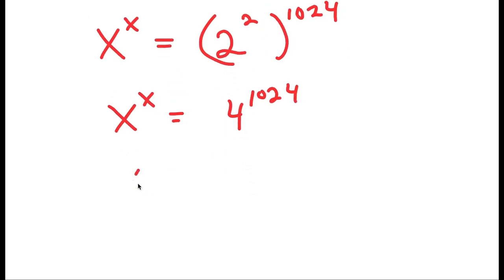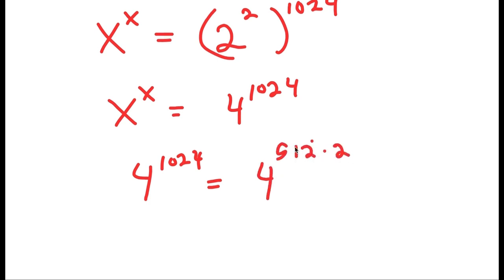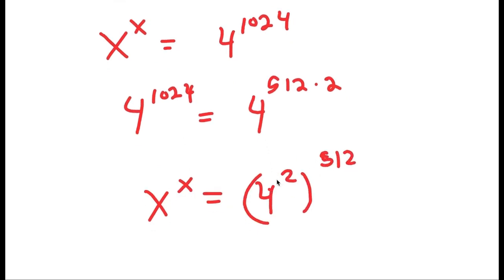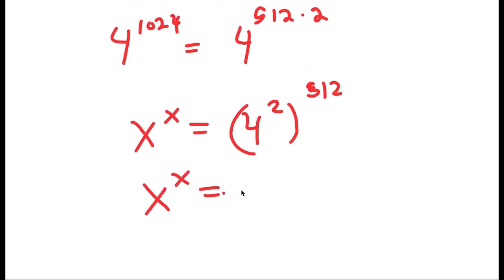Now I can rewrite 4 to the power of 1024 as 4 to the power of 512 times 2. And I'm going to use the same property. So this turns into 4 to the power of 2 to the power of 512. And 4 to the power of 2 is 16, so this is 16 to the power of 512.